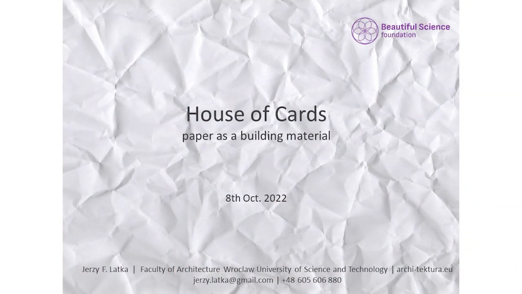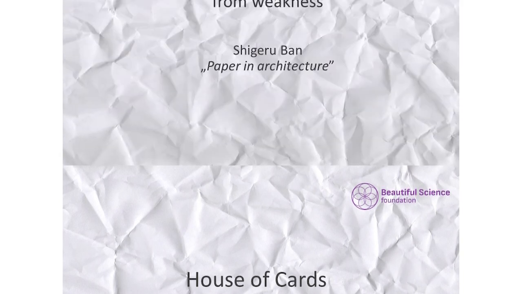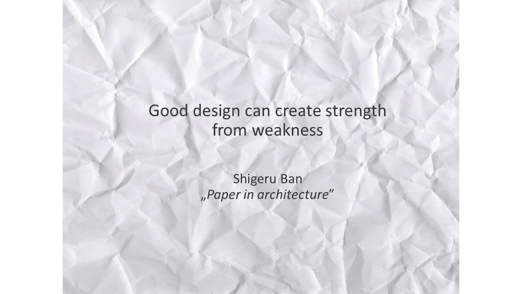I would like to tell you today a little bit about how we can build with the use of paper, which seems to be not an official building material. However, famous Japanese architect Shigeru Ban said once that good design can create strength from weakness. And actually he proved that by building a paper church after the great earthquake in Kobe in 1995.